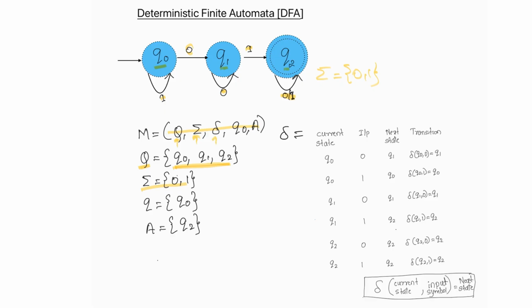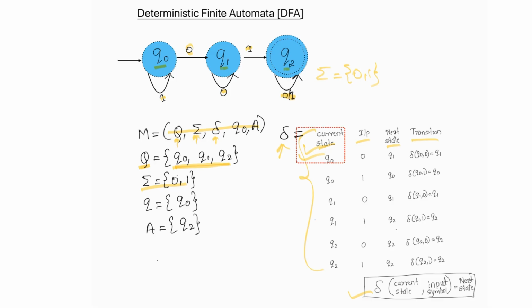Then the third tuple is delta. Delta is for transition. As we have discussed, this is how we represent the transition table also. In the transition table, we have the current state, input symbol, next state and the transition representation. This is the standard function which can be represented for the transition. This complete table is for the delta tuple. That is the third tuple.